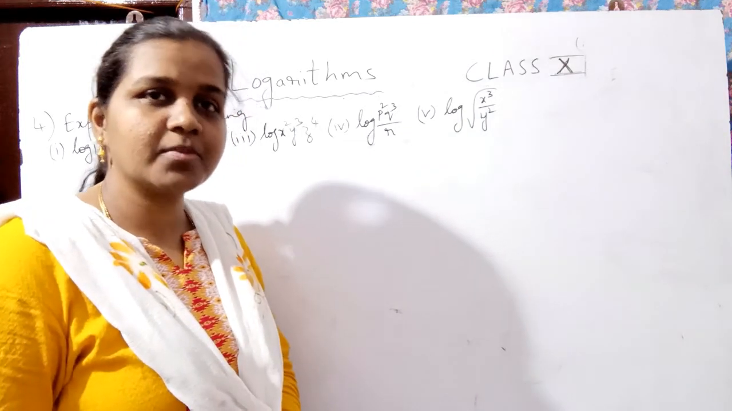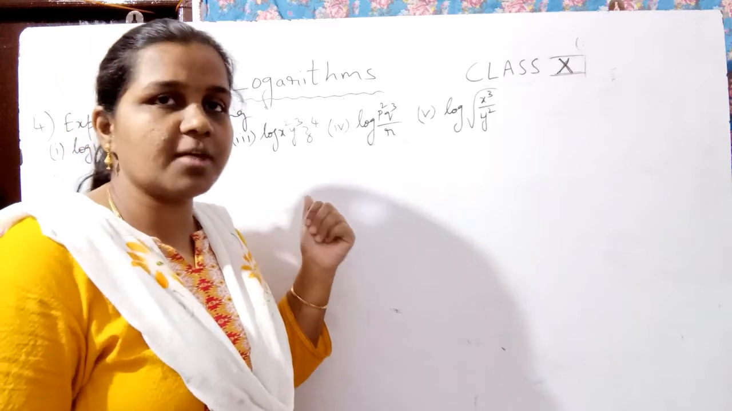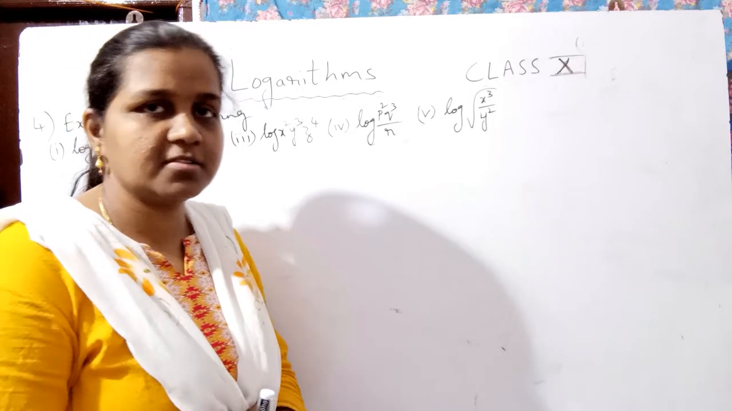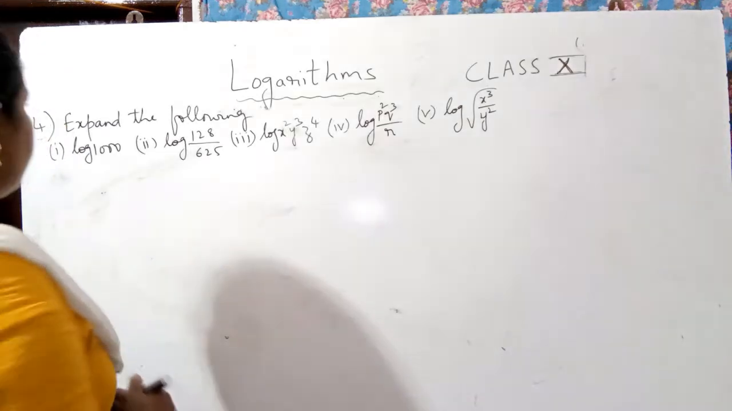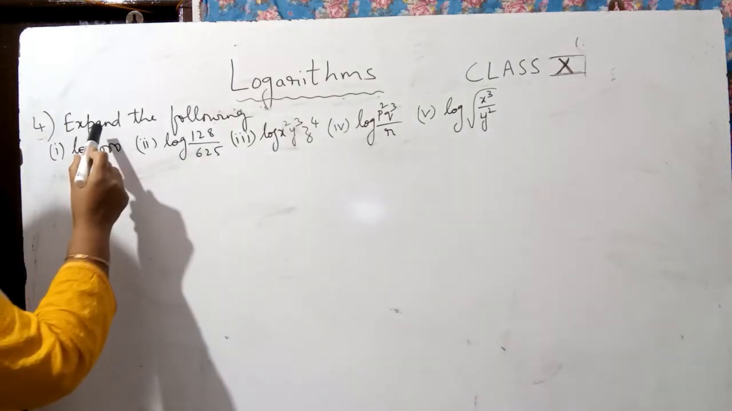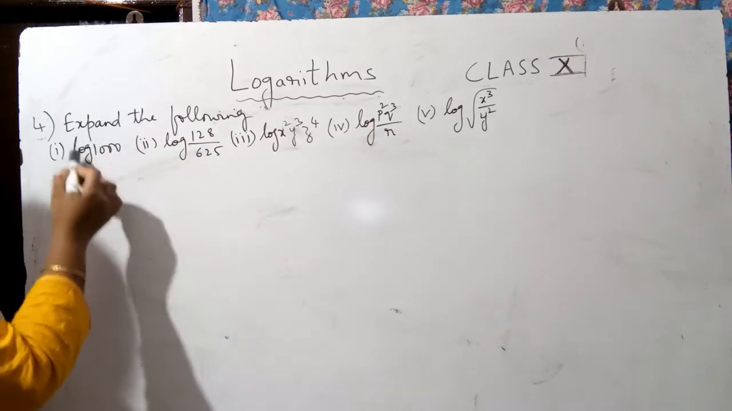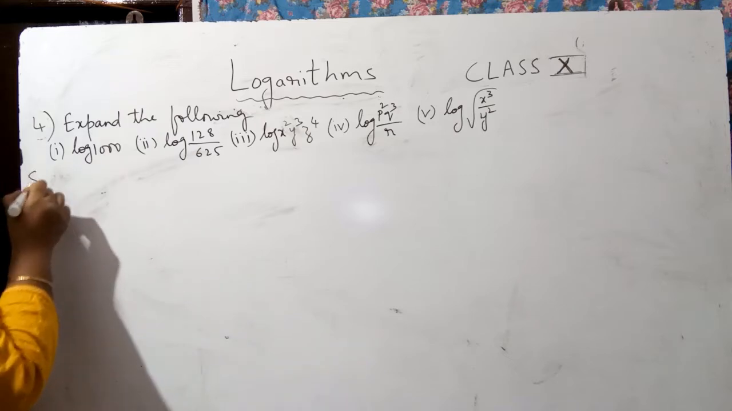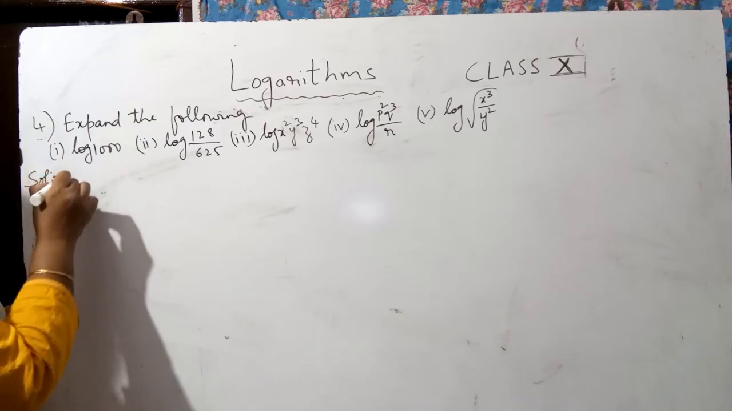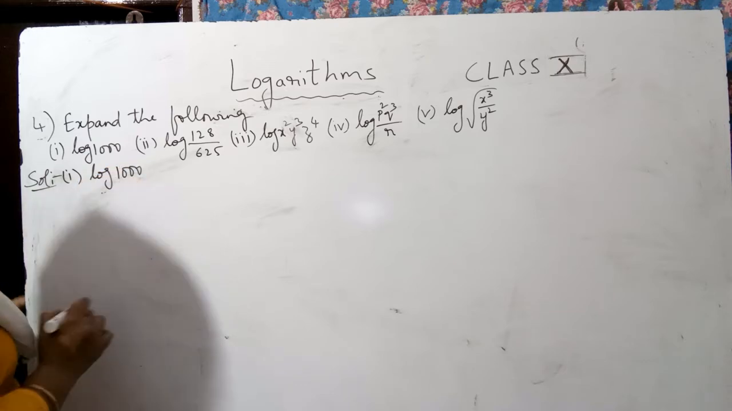Hello all of you. We are doing logarithms, which is there in the first chapter of your 10th class, Real Numbers. In exercise 1.5, the fourth question is: expand the following. We have to write the expanded form of the given log forms. The first bit is log 1000.